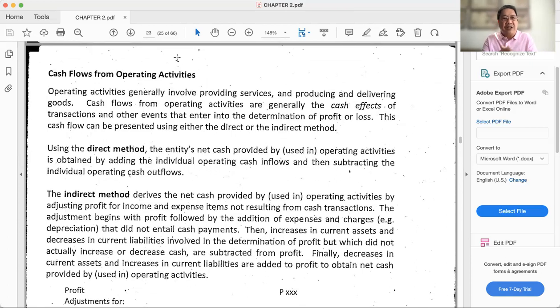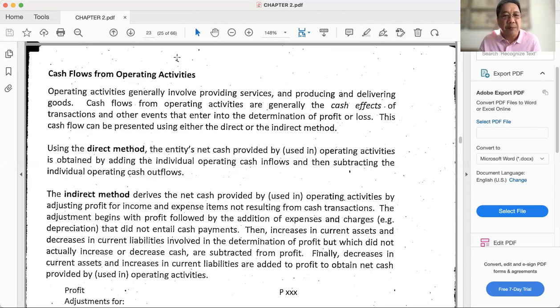So, what are cash flows from operating activities? Generally involve providing services and producing and delivering goods that are cash transaction. Cash flows from operating activities are generally the cash effects of transaction. Minatanggap ka ba ang cash? Kasama dyan. May lumabas bang cash? Kasama dyan. And other events that enter into the determination of profits and losses.